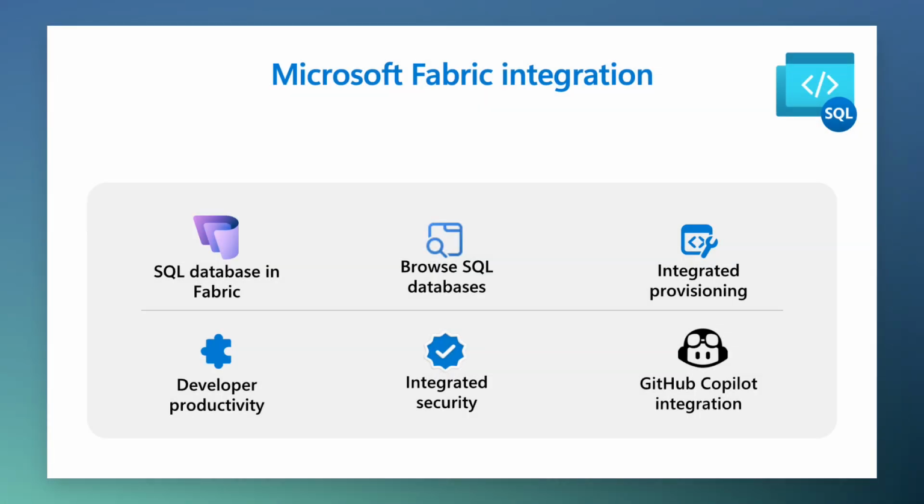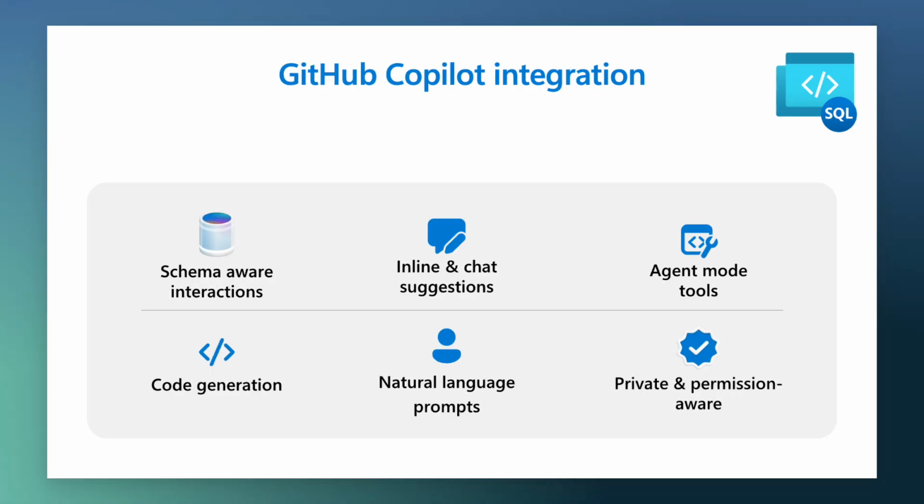In this demo, I will show you how the latest MSSQL extension for VS Code integrates with Microsoft Fabric, letting you browse existing SQL databases and provision new SQL databases in Fabric in just a matter of seconds without leaving your VS Code environment. We will also explore the latest GitHub Copilot features for the extension. Whether you prefer to use agent mode or ask mode, there are powerful new capabilities that help you accelerate your database development.